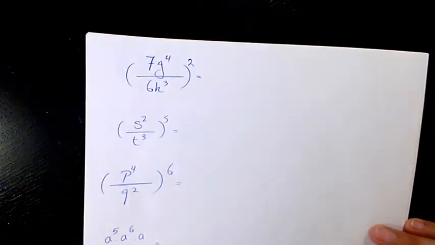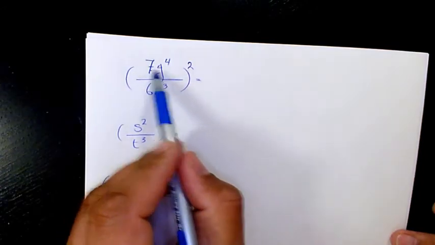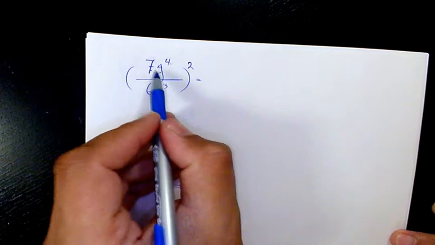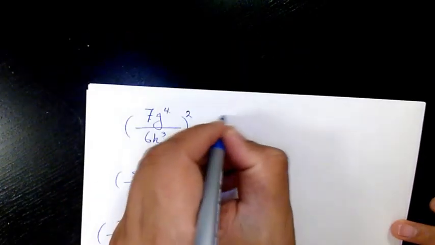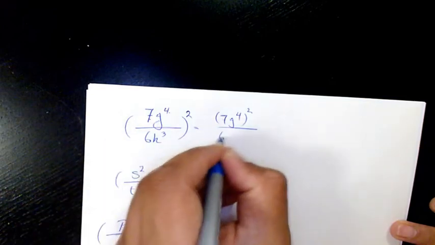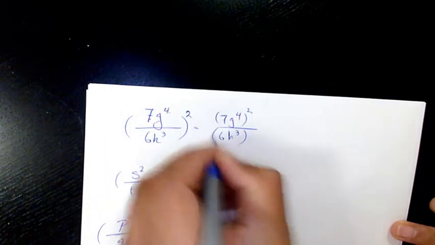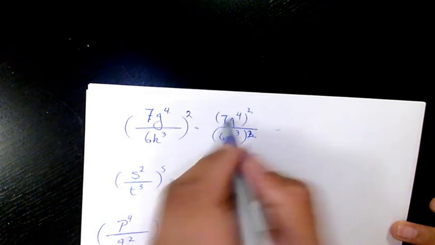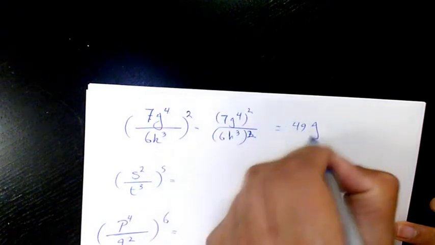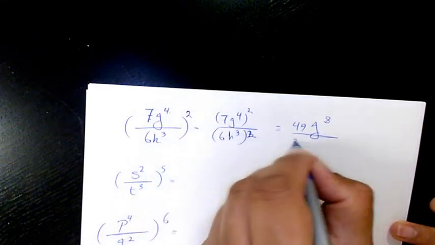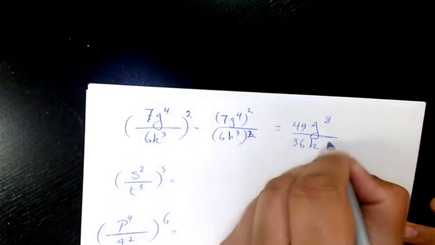Next one. 7g to the power of 4 divided by 6h to the power of 3 to the power of 2. So that's going to be 7g to the power of 4 to the power of 2, over 6h cubed to the power of 2. So 7 squared is going to be 49. g to the power of 4 times 2, 8. Divided by 6 squared is going to be 36. h to the power of 3 times 2, 6.